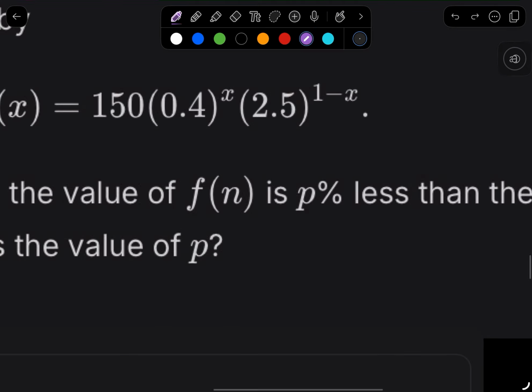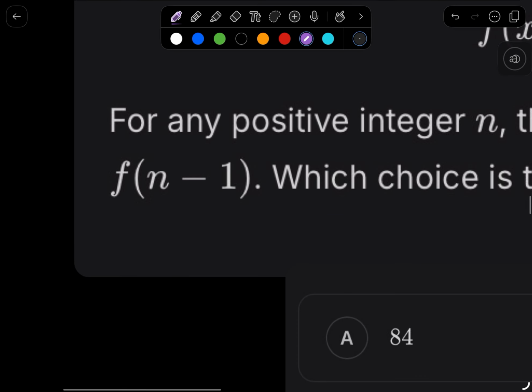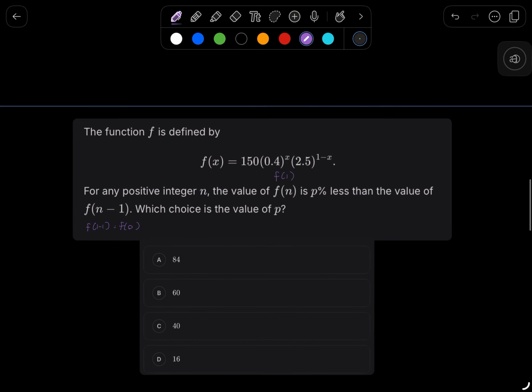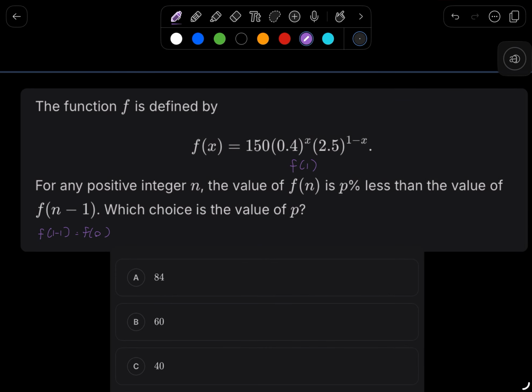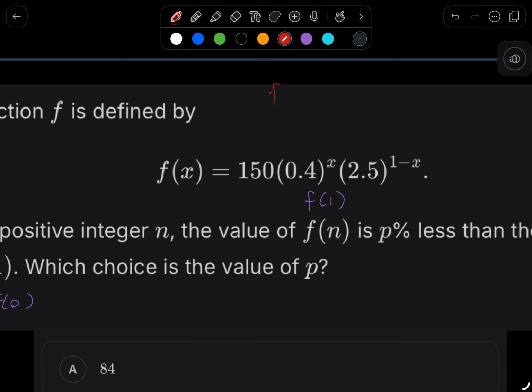So let's say if n was like 1, right? That would imply that f of 1 is p% less than the value of f of 1 minus 1, or f of 0, right? So f of 1 is p% less than f of 0. That's significantly much easier to solve, right? Because you're given the function. So if you plug in f of 1, right, you get 60. If you plug in f of 0, you get 375.